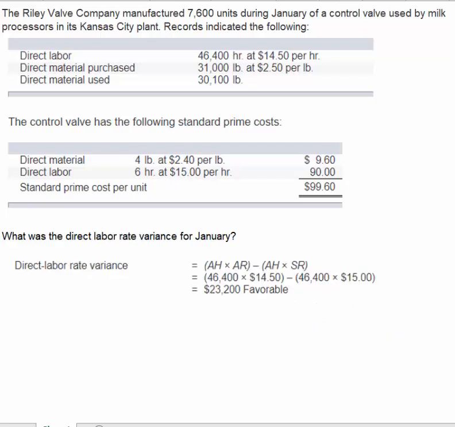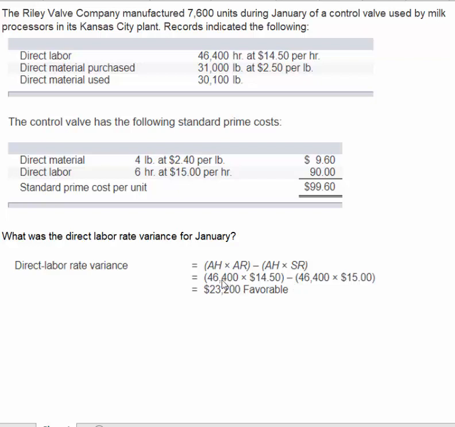All right, now what if they asked what was the direct labor rate variance? Well, with the rate variance, we're going to take the actual hours and compare it to the difference between the actual rate and the standard rate. Or again, you can do this longer calculation where you take actual hours times the actual rate, calculate that amount, and compare it to the actual hours times the standard rate. Both approaches will get you the same answer mathematically.